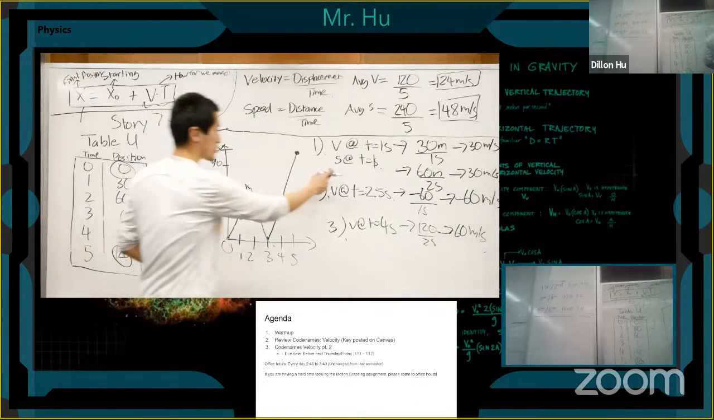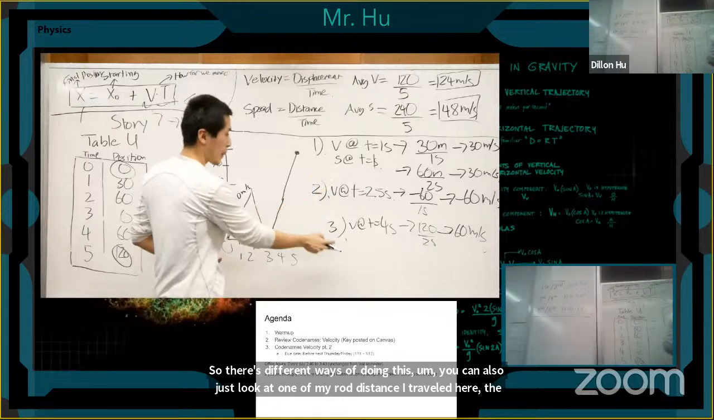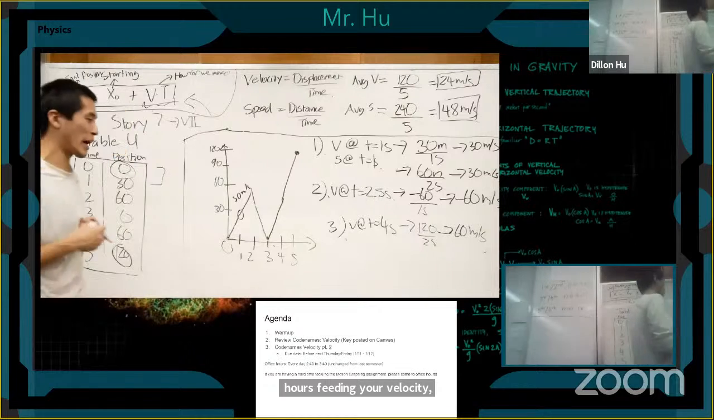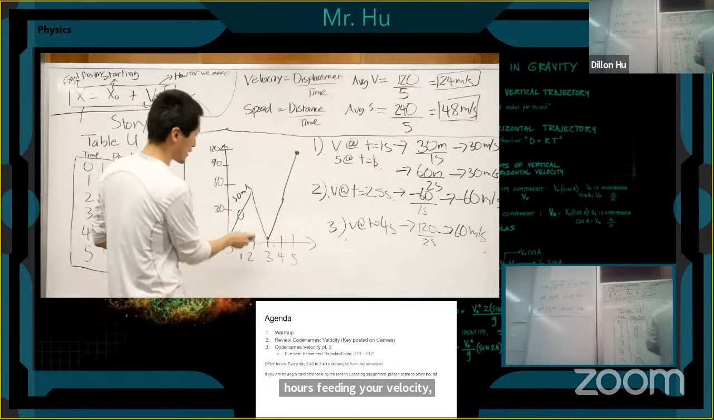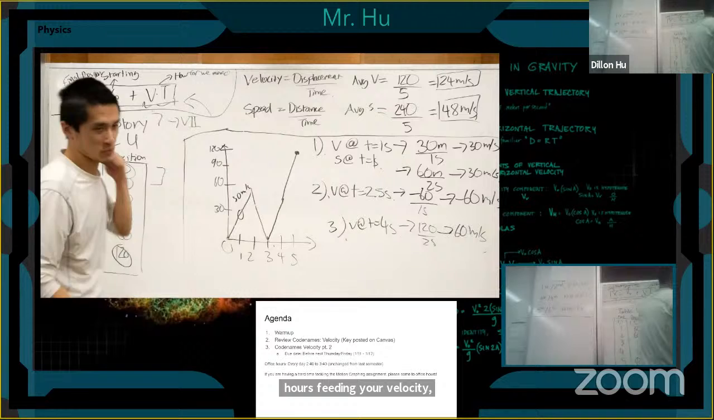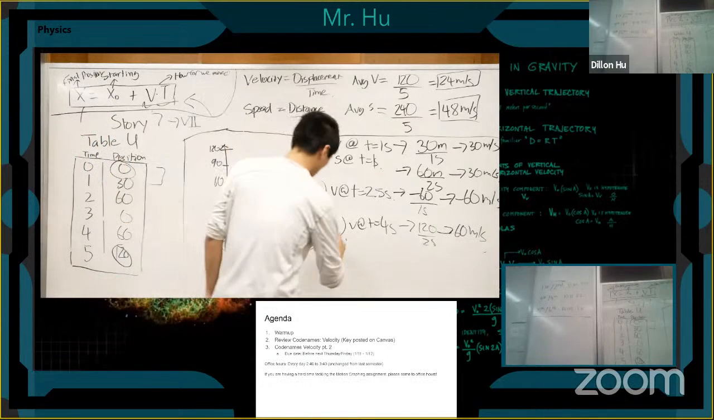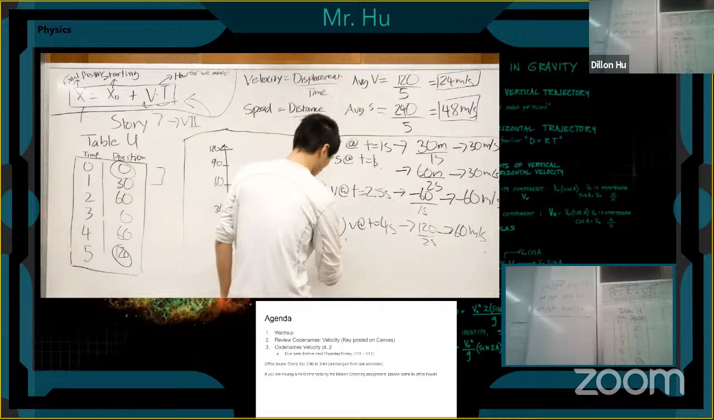My speed here is going to be positive 60, not negative 60. And my speed here is going to be positive 60. That's because for speed, we don't care about direction. We only care about how fast you're going. So we're literally just looking at the slope of this graph, but it's always positive. So that's what your speed should look like, and you don't have to do a whole lot of calculations for that.